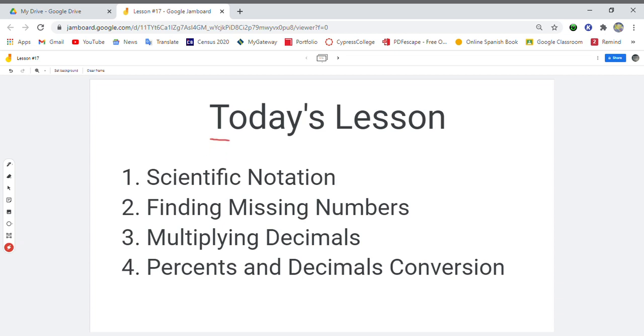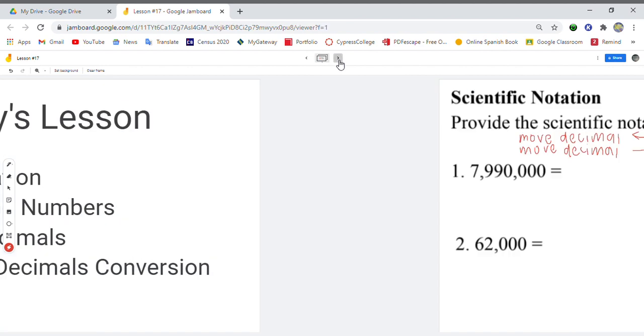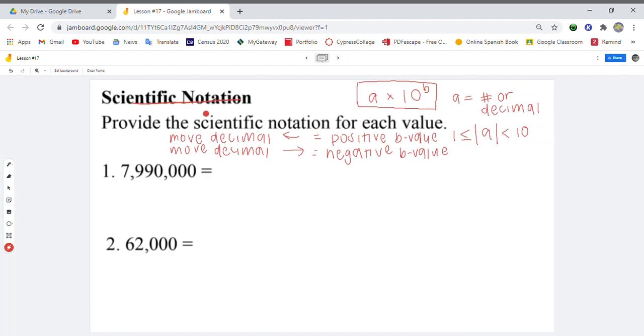Hello, fifth graders. Today we're going to go over scientific notation, finding missing values, multiplying decimals, and how to do percents and decimals conversions. So for the first one, scientific notation, it says to provide the scientific notation for each value. And we're going to go over number 1 and number 2.